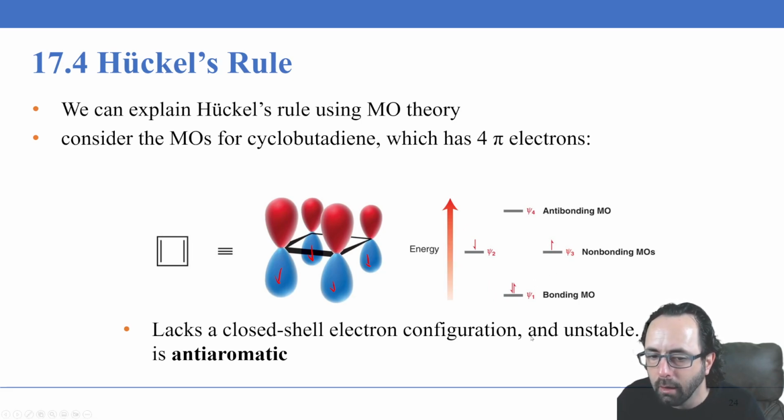Also, they are unpaired, and this is what we're going to call an open shell, or not closed shell, molecule, meaning that it has unpaired electrons in its molecular orbitals. We call molecules that are not closed shell like this, that are open shell with unpaired electrons, anti-aromatic rather than aromatic.